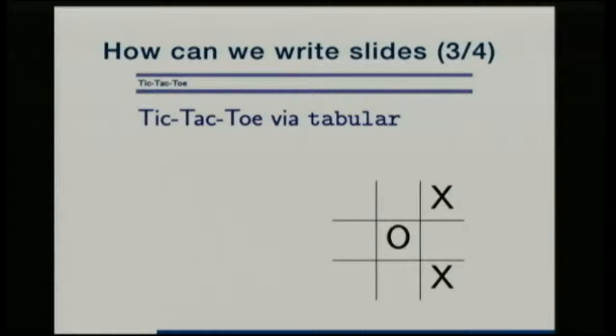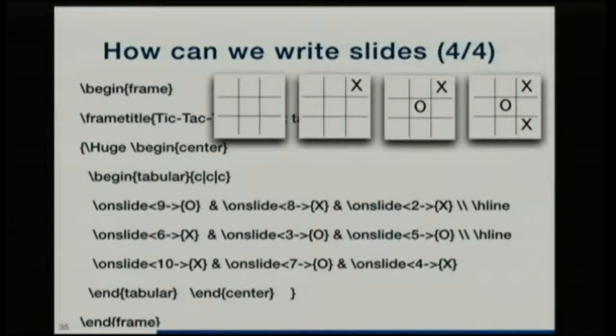Or how can we do slides with tick tock two? I wrote this is a first one, second one, third one, fourth one. Firstly, nothing appeared. Second, here, this is second. This is a third one here. This is a fourth one here. This is very, very simple.